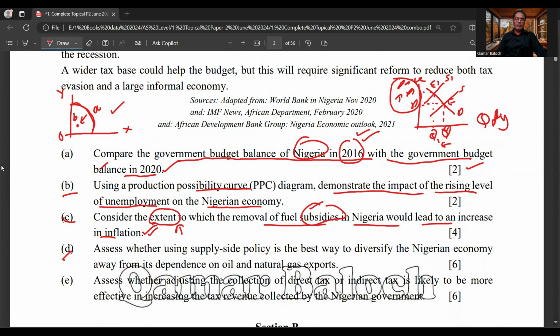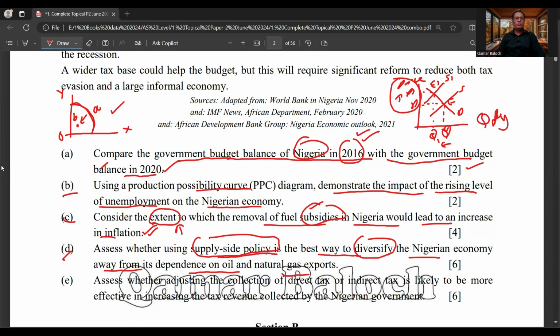Moving to part D, assess whether using supply side policies is the best way to diversify the Nigerian economy away from its dependence on oil and natural gas exports. Okay, so there are important terms that are used here. One is diversification or diversify, and the other one is supply side policy, right? So you have to explain these basic terms.